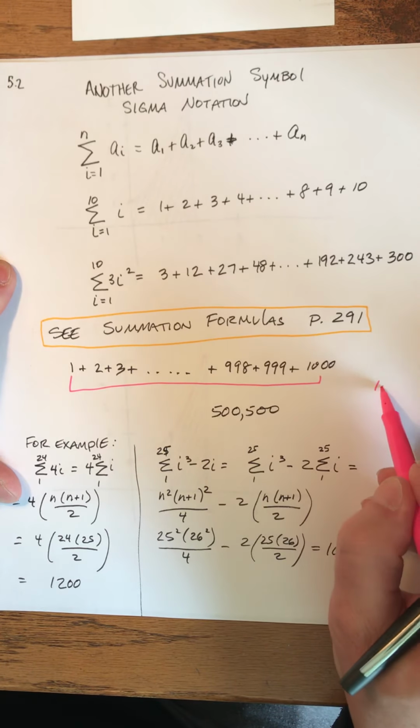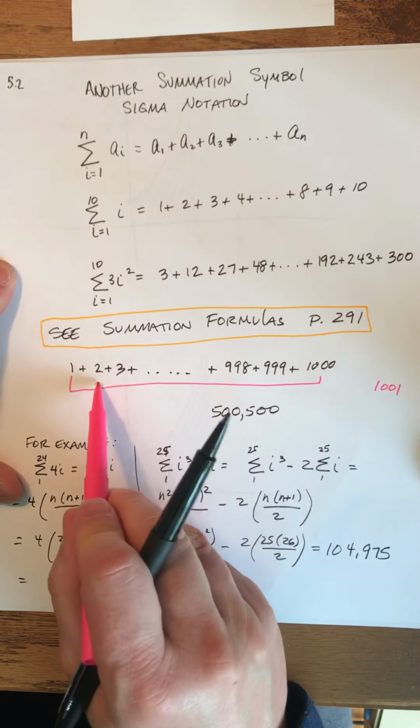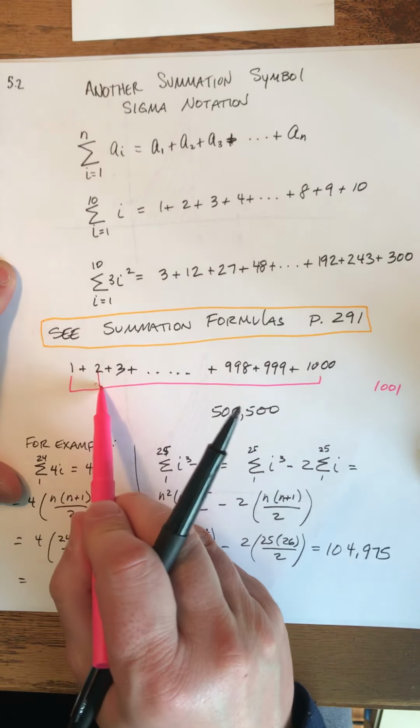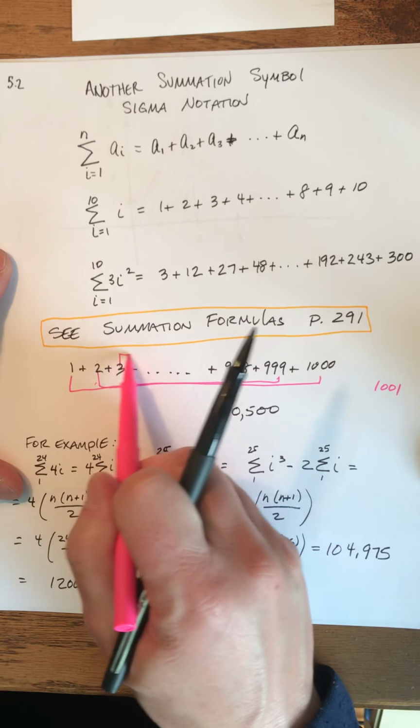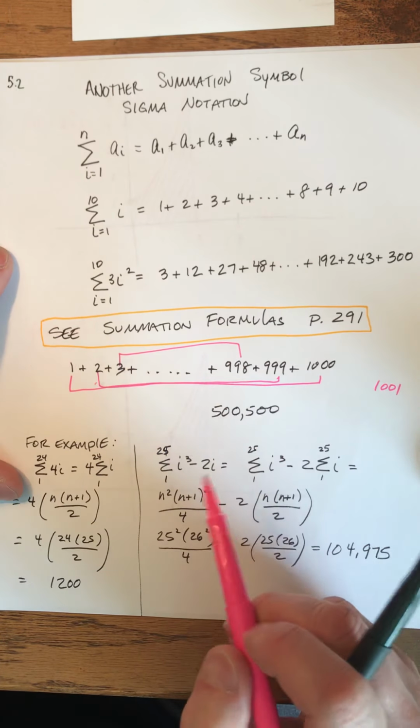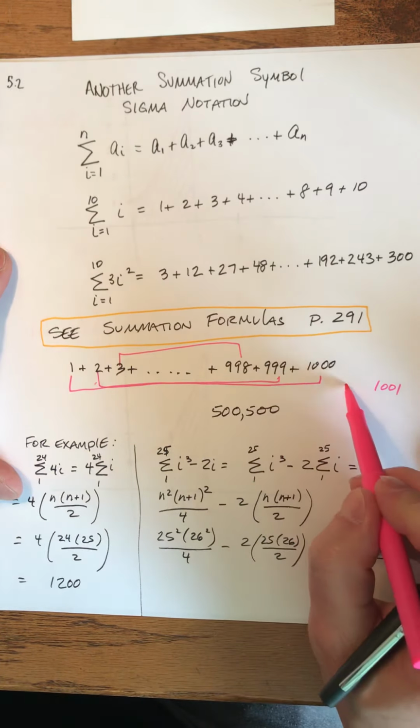What he actually did is he took the first and the last one and noticed that they equaled 1,001. And then he noticed that the second term and the second to the last term, if he added them together, they also equaled 1,001. Same thing with this one. They also equal 1,001. So there were actually 500 pairs of 1,001. And when you multiply that together, you get a total of this.